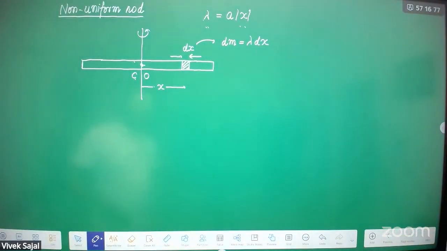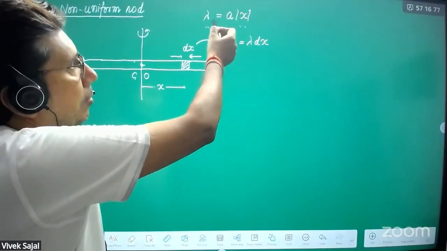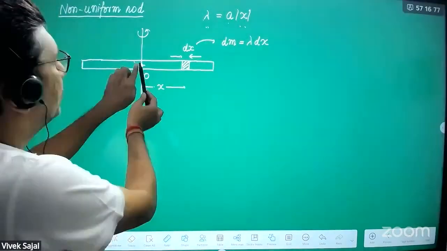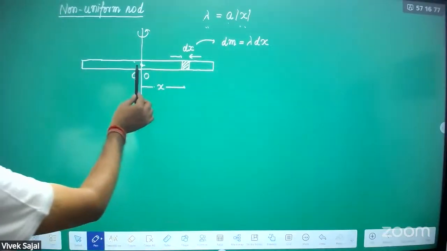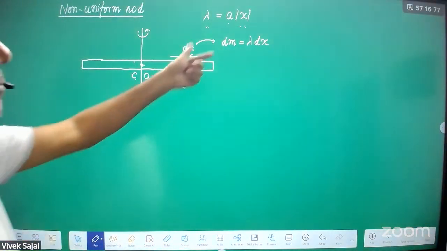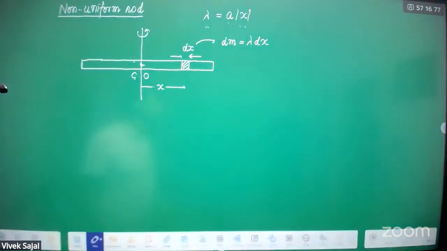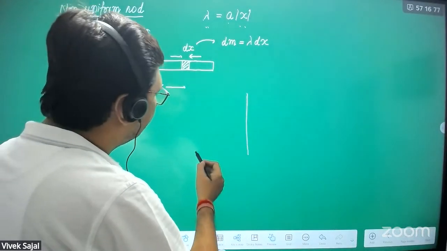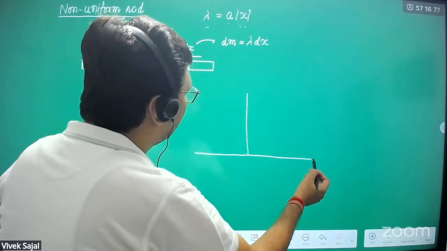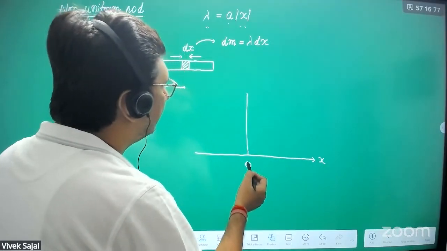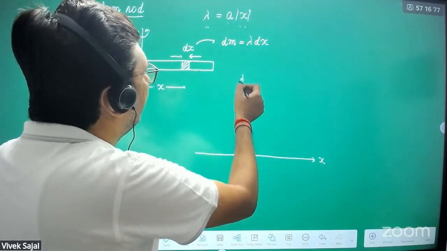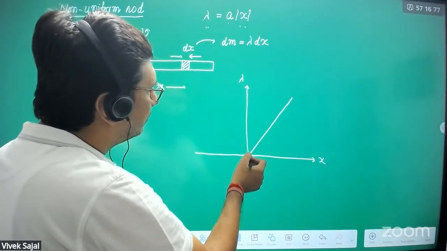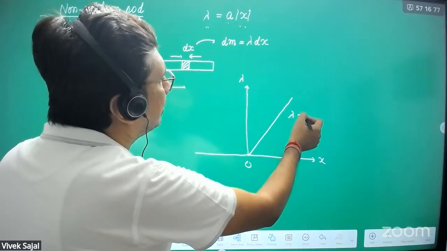Lambda into dx. Now, try to understand this. This lambda is a mod of x. So whatever mass distribution is here in this direction, the same mass distribution is here in this direction. If you plot this mod of x, you are going to have the same type of plot. Here we are going to have x, this is the origin, and this is lambda. So you will have it like this. What will the lambda be on this side? This will be ax.